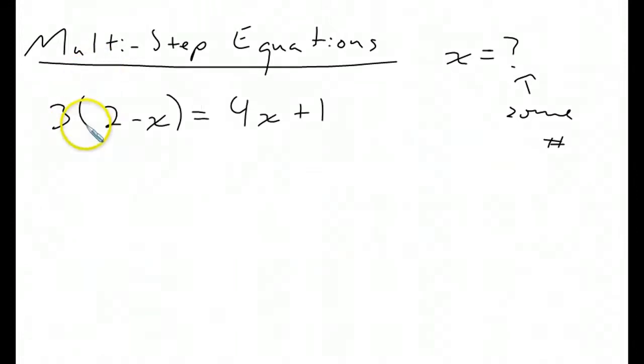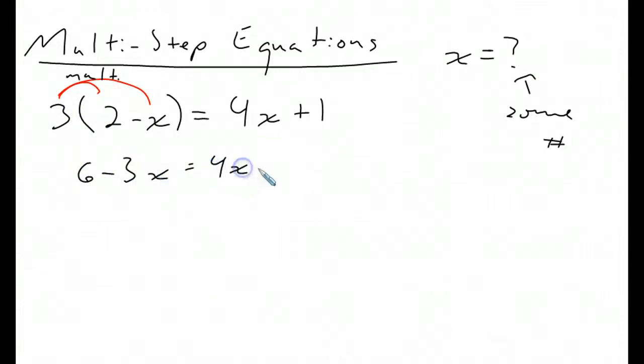In this case, I see that I have parentheses. Parentheses are going to mean that we are going to distribute. So you just distribute the thing right in front of the parentheses. Since I have a 3 right in front of the parentheses, I'm going to distribute the 3 to the 2 as well as to the x. Don't forget, distribute just means to multiply. So 3 times 2 is 6. 3 times negative x is negative 3x. And I haven't changed anything about the other side yet.